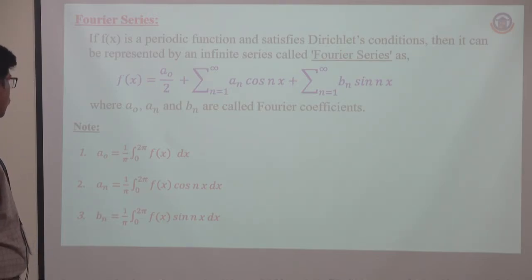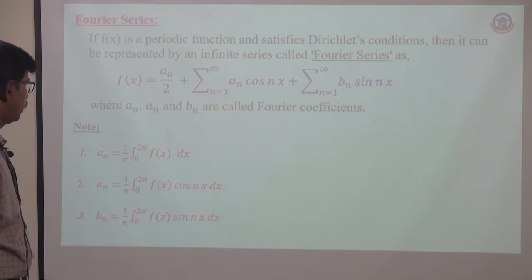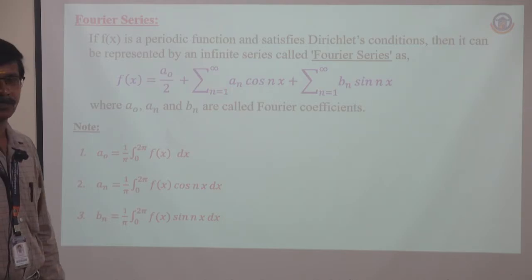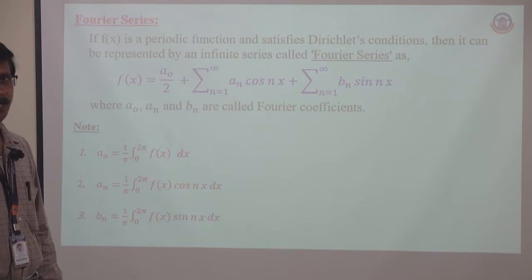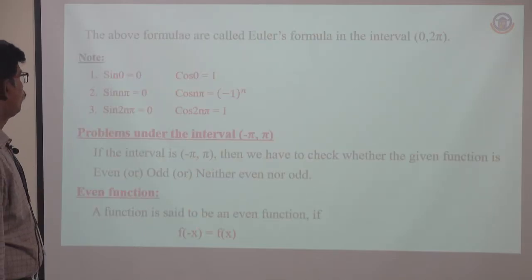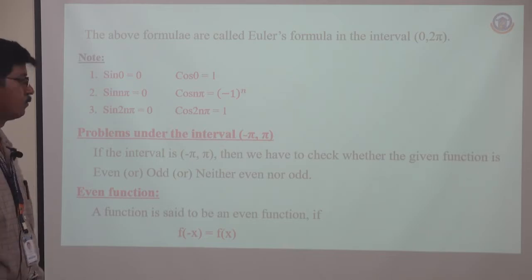Note, a0 is nothing but 1 by pi integral over 0 to 2 pi f of x into dx, and a n is nothing but 1 by pi integral over 0 to 2 pi f of x into cos n x into dx, and b n is nothing but 1 by pi into integral over 0 to 2 pi f of x into sin n x into dx. The above formulae are called Euler's formulae in the interval 0 to 2 pi.